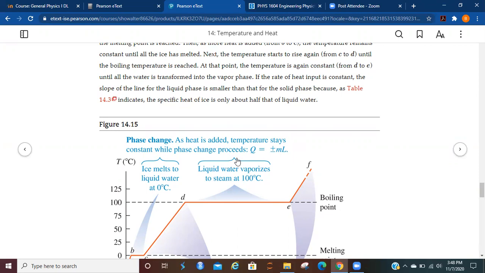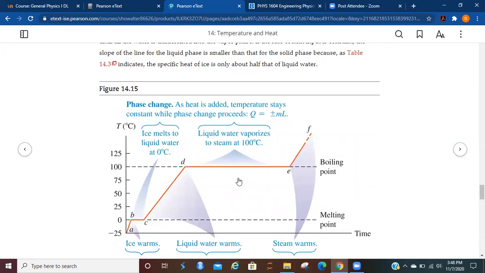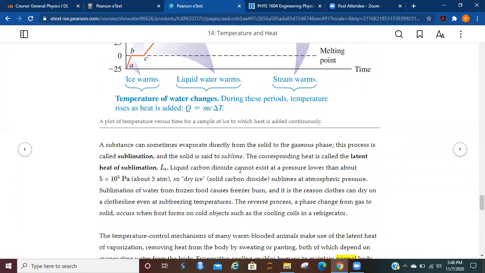At that point, the temperature is constant until all the water is transformed into the vapor phase. If the rate of heat input is constant, then the slope of the line for the liquid phase is smaller than that for the solid, because as the table indicates, the specific heat of ice is only about half that of liquid water.